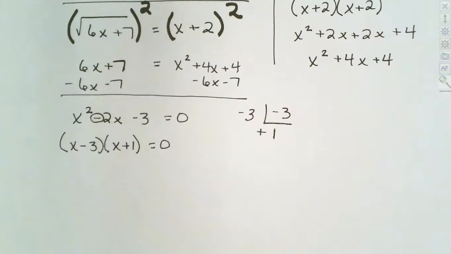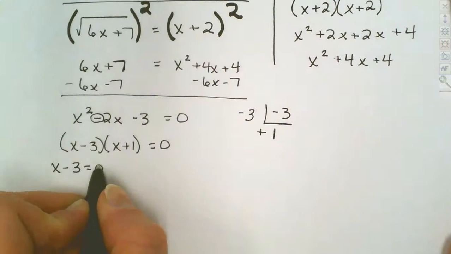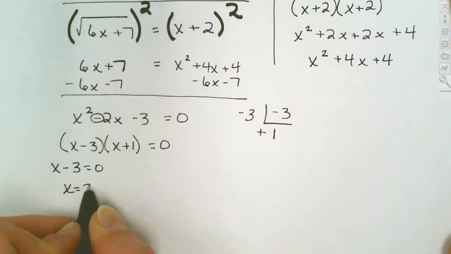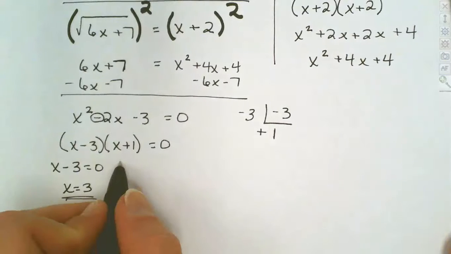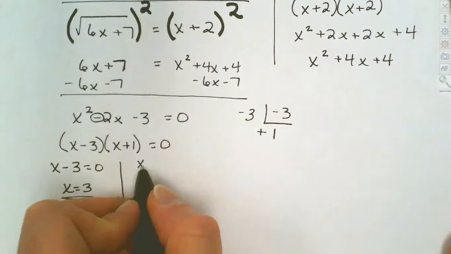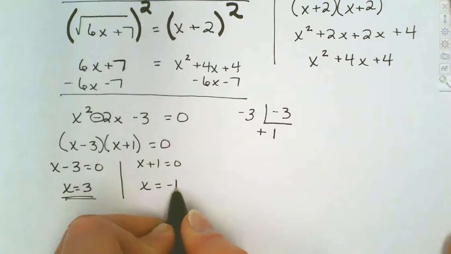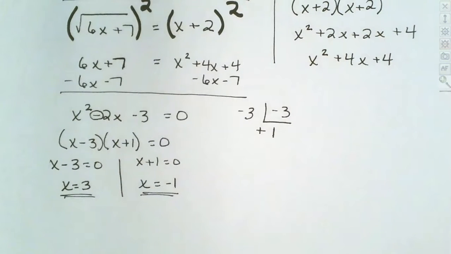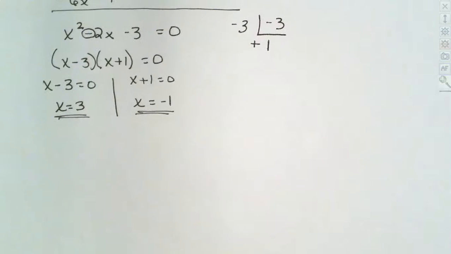What are my two solutions? Well, x minus 3 equals 0. That gives you x equals 3. It's one possible solution. And then x plus 1 equals 0 gives you x equals a negative 1 as another solution. Now, just because it's a negative does not mean that it won't work. You have to check it because it may or may not work.